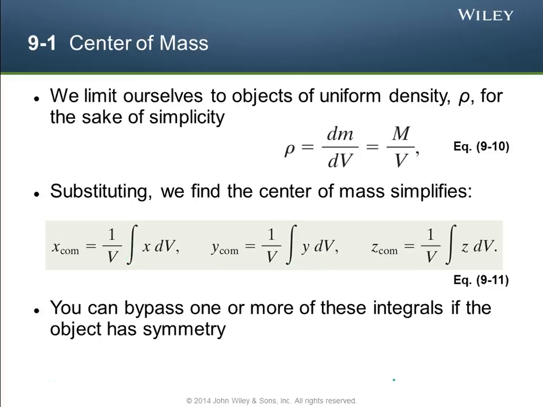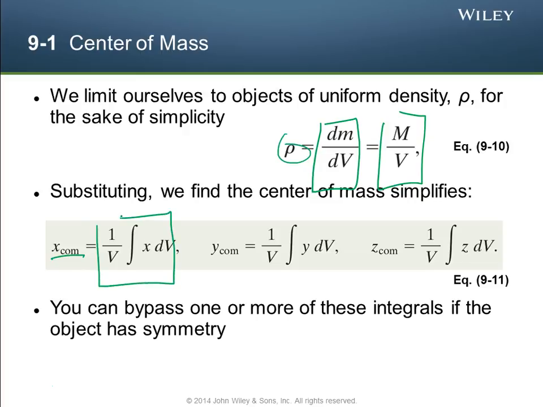So use a little density and volume, bring this in here to say, well, dm over dv, the change in the mass over the change in the volume, is the same ratio as the total mass over the total volume, or the density. And we can say that the x center of mass can be found by using volume calculations here of 1 over the volume times the integral of x dv.